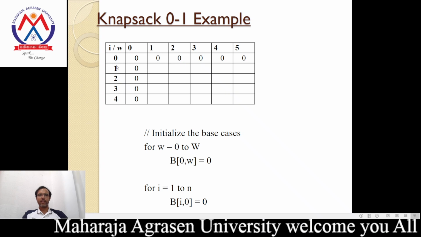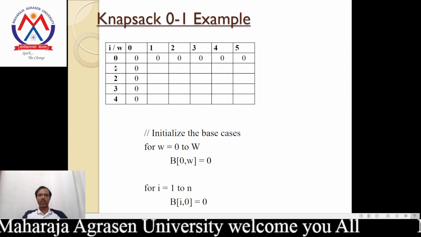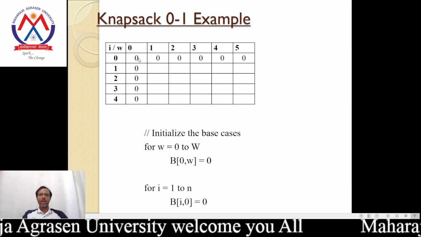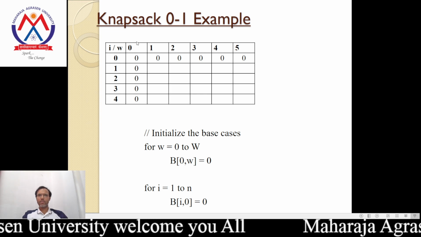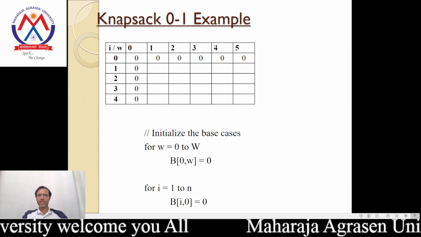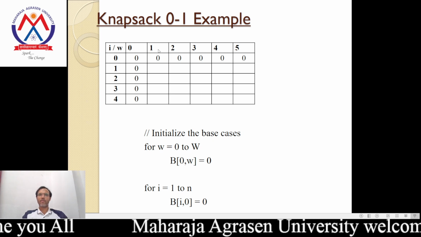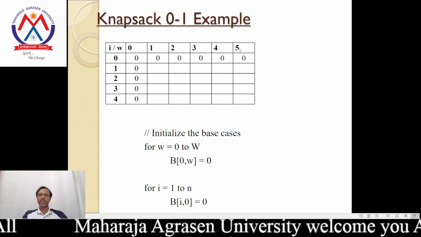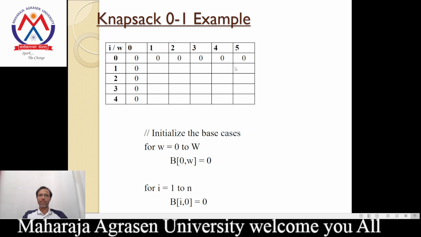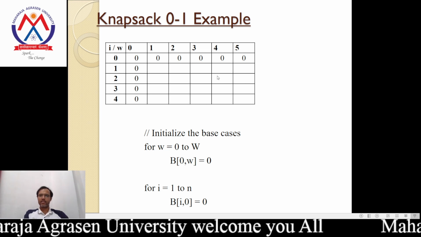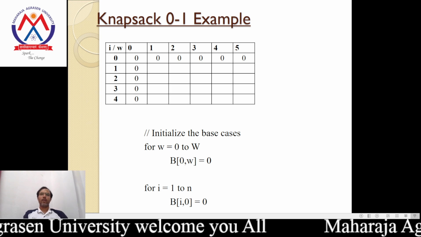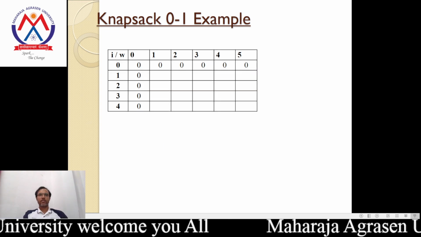Okay, now it's clear. Here i is the number of items, and W, the column section, is the maximum weight with the individual number of items we have considered: 1, 2, 3, 4, 5. The maximum weight is 5, that's why we have divided it into 5. Okay, let's start. This is the case. Started.